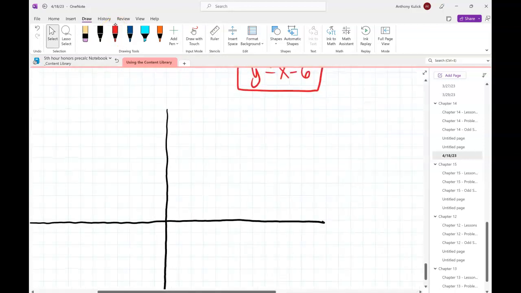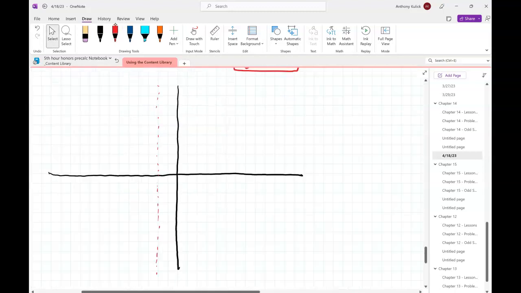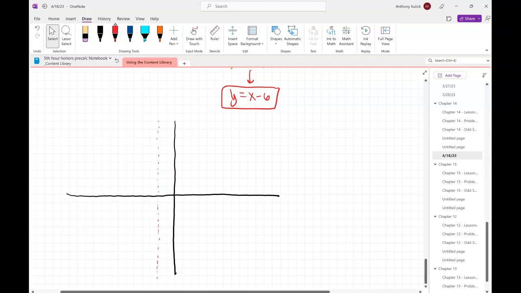So I'll start with my vertical asymptote. And then I'm going to draw in my slant asymptote next. How do I draw the line y equals x minus 6? How many points do I need to draw that? Just 2, right? It's a line. 2 points is enough. So how do I find points on a line?